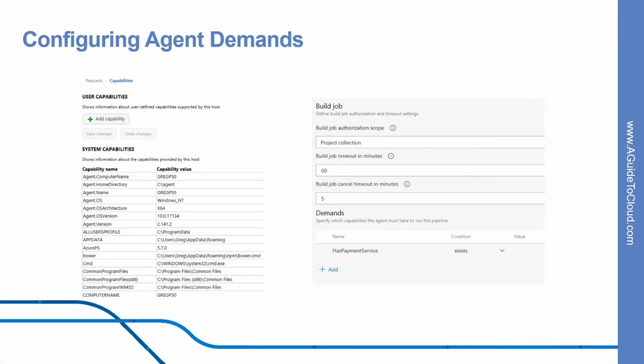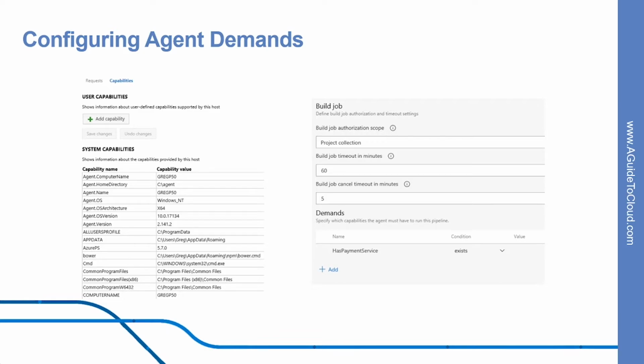So, let's look into how you can configure agent demands. Not all agents are the same. We have seen that they can be based on different operating systems, but they can also have different dependencies installed. To describe this, every agent has a set of capabilities configured as name value pairs. The capabilities such as machine name and type of operating system that are automatically discovered are referred to as system capabilities. The ones that you define are called user capabilities.